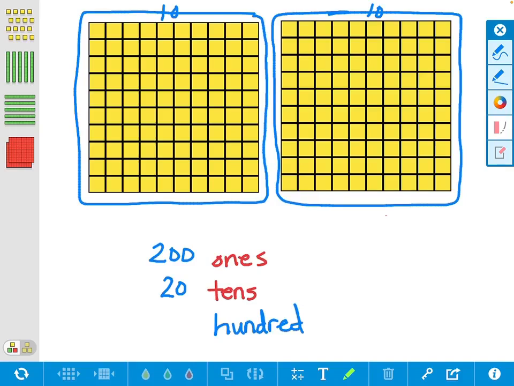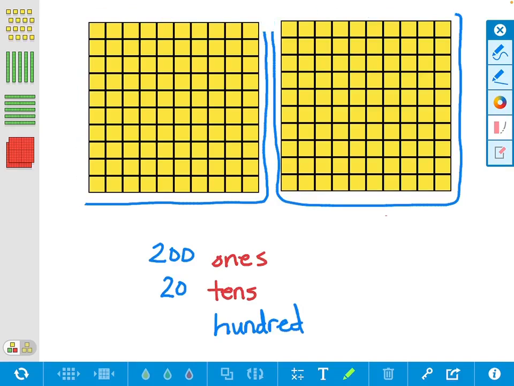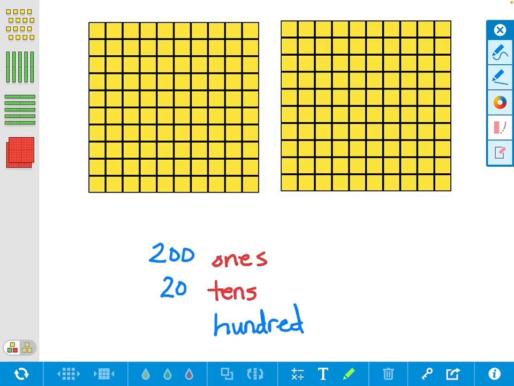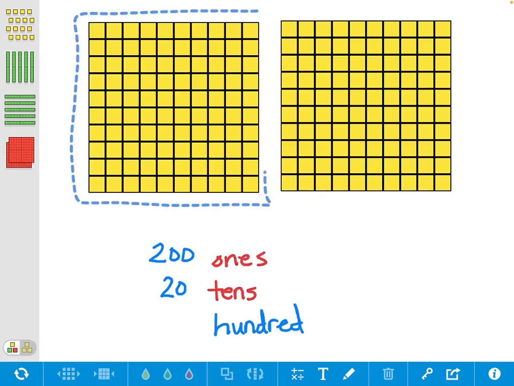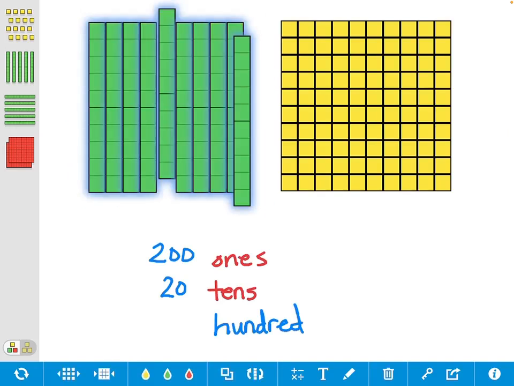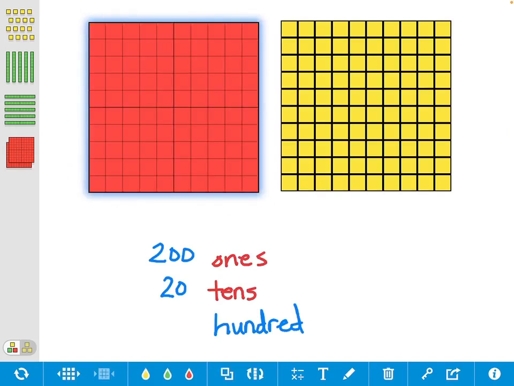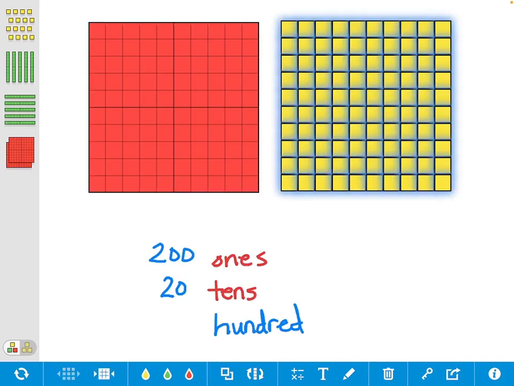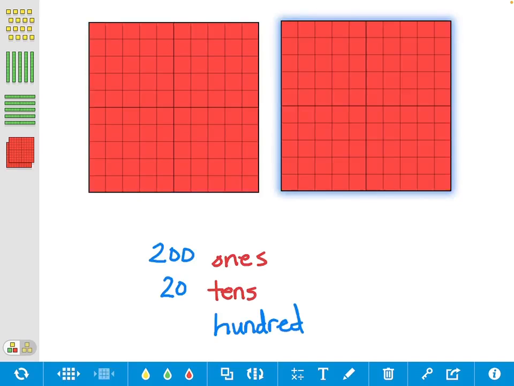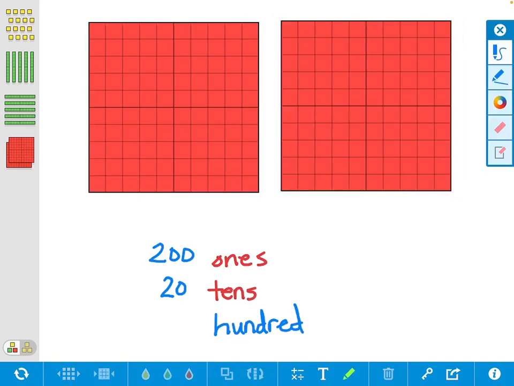All right. Now, my question is, how many hundreds models do I have? Okay, so how many hundreds models do I have? There's 100 and 2 hundreds. So I have 2 of the hundreds models.